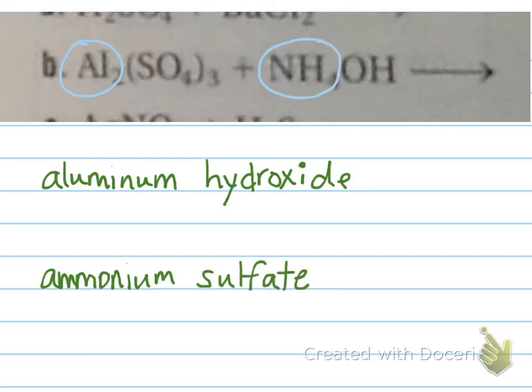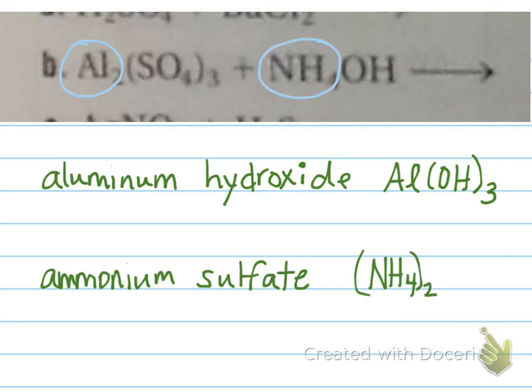Now, again, you could also write the formulas. If you do that, you just have to make sure you write them correctly. Aluminum hydroxide is Al(OH)3, and ammonium sulfate is (NH4)2SO4. So, again, it doesn't matter. They're both ionic compounds. You get the formulas by writing symbols, charges, crisscross, lowest whole number ratio.